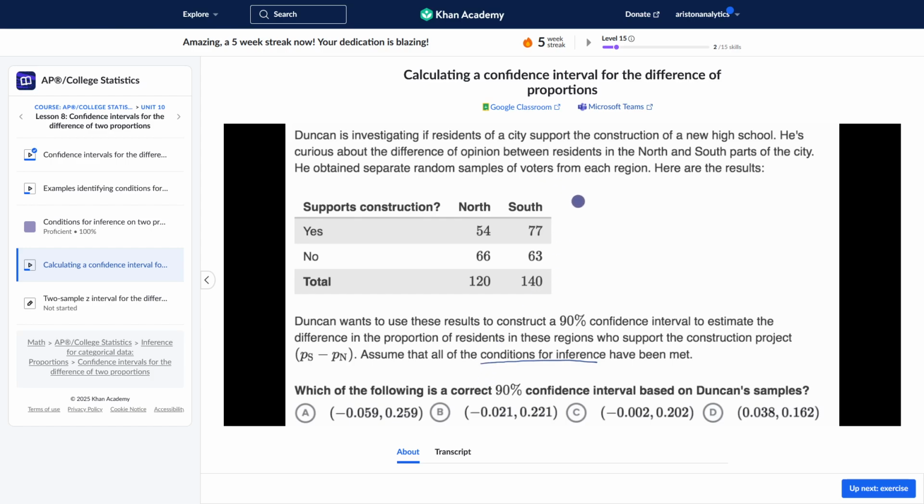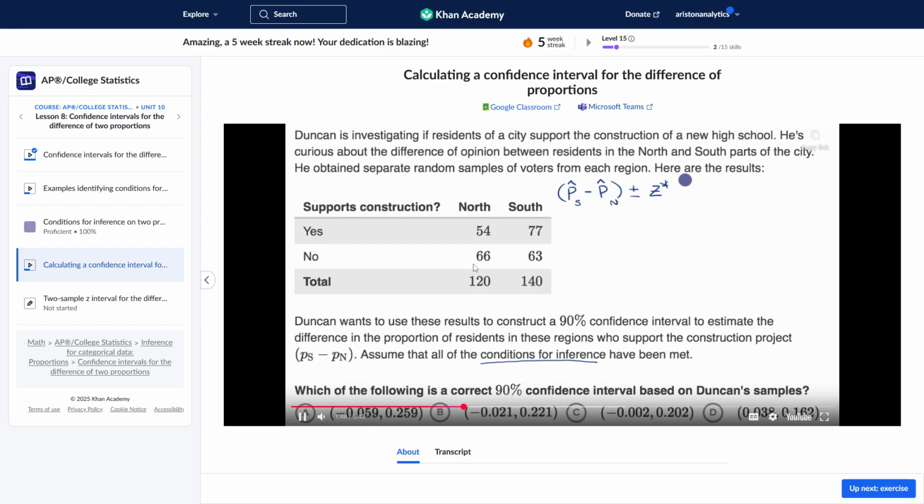And that confidence interval is going to be the difference between the sample proportions, so p hat sub s, the sample proportion in the south, minus the sample proportion in the north. It's going to be that difference, plus or minus our critical value, z star, times our estimate of the standard deviation of the sampling distribution of the difference between the sample proportions.